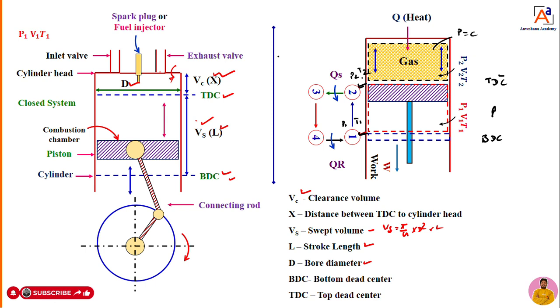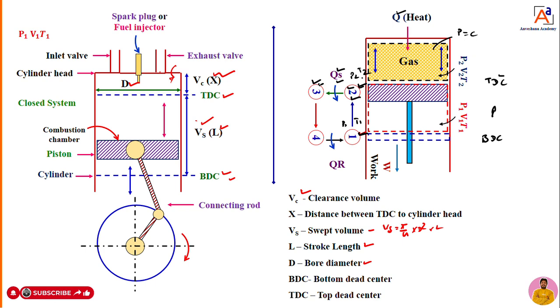At that time, we are going to supply a certain amount of heat. How? We are injecting a small quantity of diesel into the cylinder. That means heat addition takes place at constant pressure, that is 2 to 3. The cylinder is at TDC, the pressure stays constant, and at that time we supply heat. Hence, heat addition takes place at constant pressure, 2 to 3.